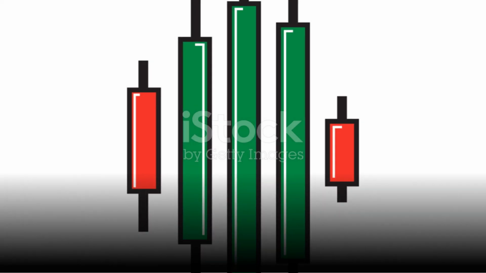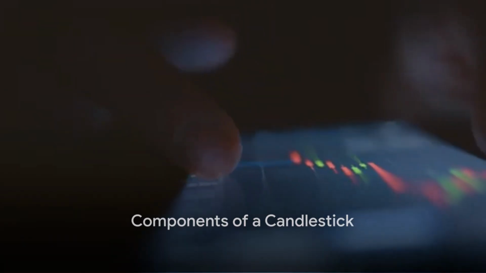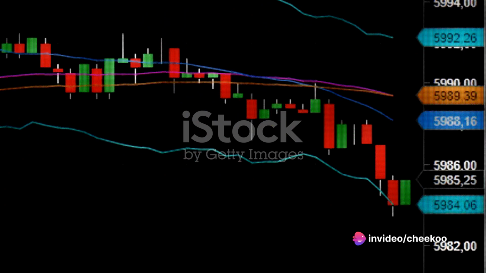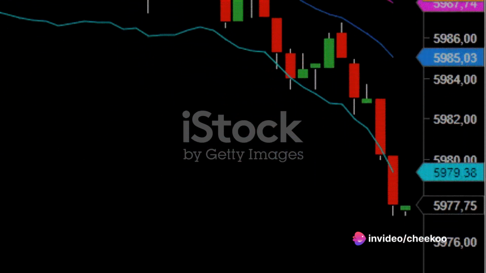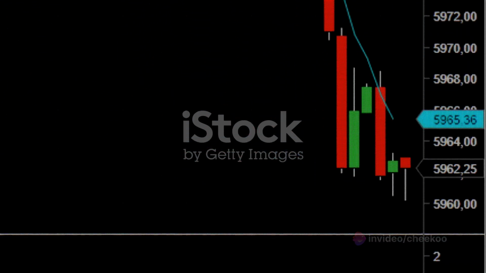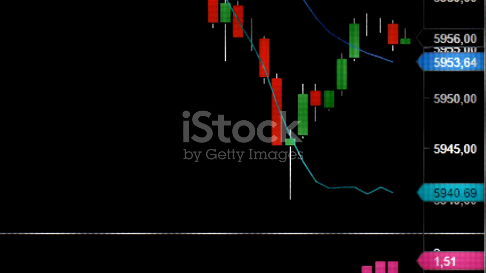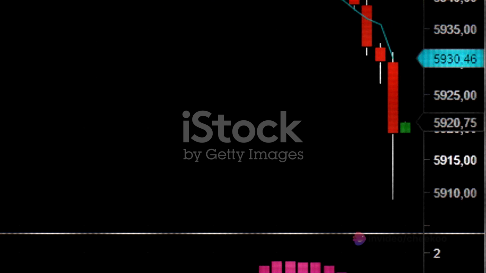A candlestick isn't just a line on a chart. It's a story of price action told through four key components. 1. The candlestick body. This is the rectangular area that stands between the open and close prices. It's sometimes filled, sometimes hollow, and this body can be a telltale sign of market trends. If the body is green or white, the closing price was higher than the opening price. If it's red or black, the closing price was lower.